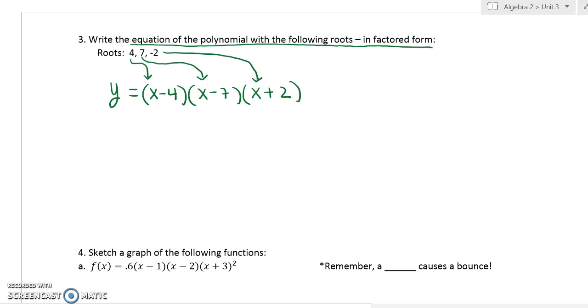So therefore, when they ask us, hey, what is a polynomial in factored form, that's the equation that we give them as our answer. Great job on that.